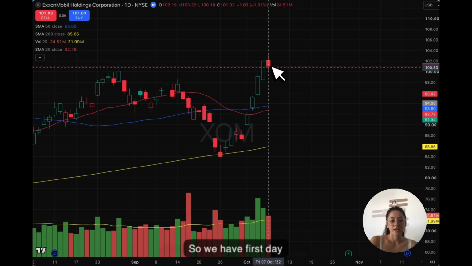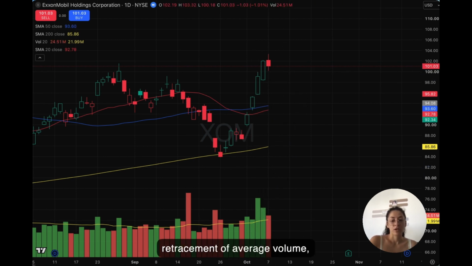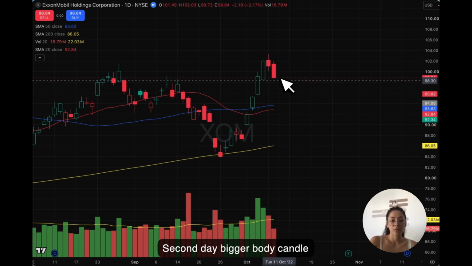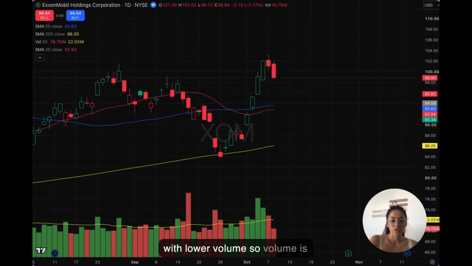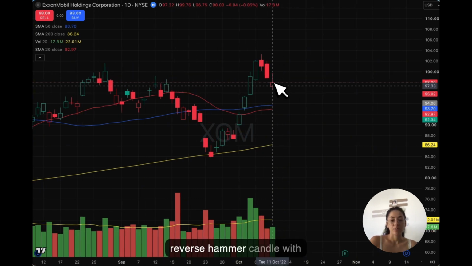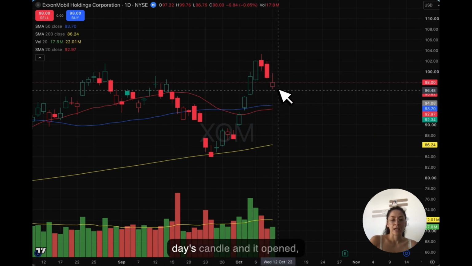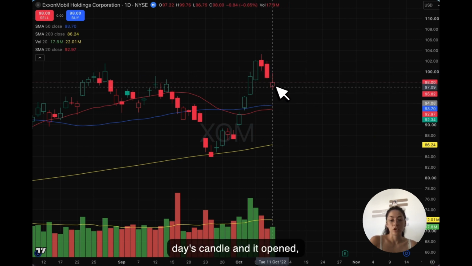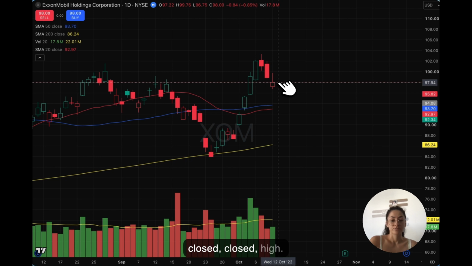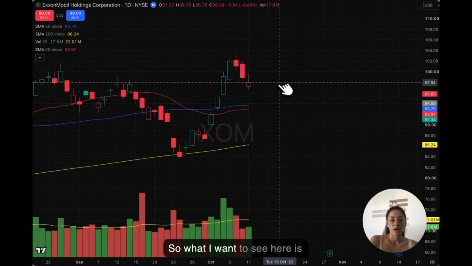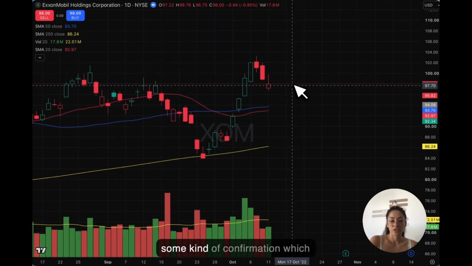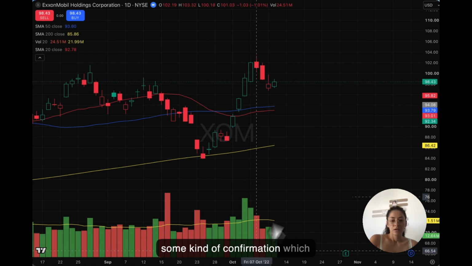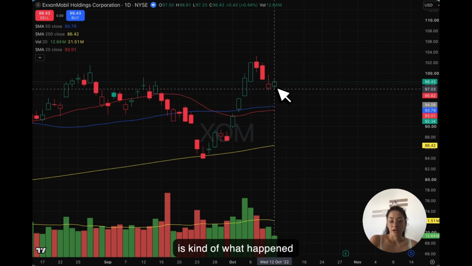So we have first day, a retracement of average volume, red candle, that can be a red flag. Second day, bigger body candle with lower volume. So volume is not that impressive. That's a good sign. And the third day, we got a reverse hammer candle with bigger volume than the previous day's candle, and it opened low and closed high. So what I want to see here is some kind of confirmation, which is kind of what happened around here.